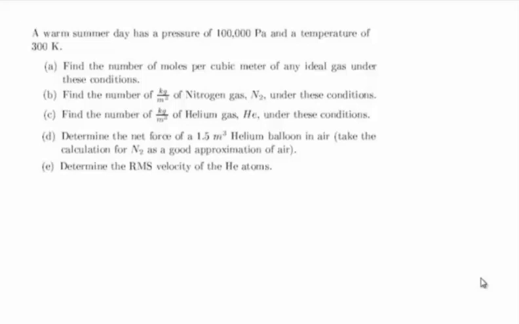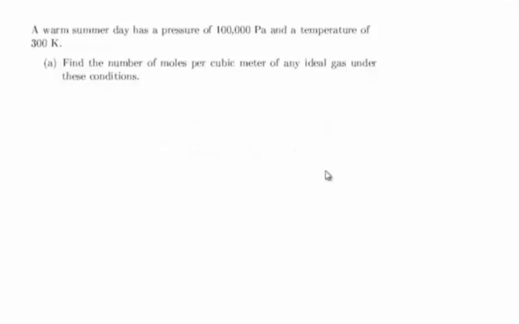A warm summer day has a pressure of 100,000 pascals and a temperature of 300 Kelvin. There follow a series of questions regarding the ideal gas law. Part A asks us to find the number of moles per cubic meter of any ideal gas under these conditions.